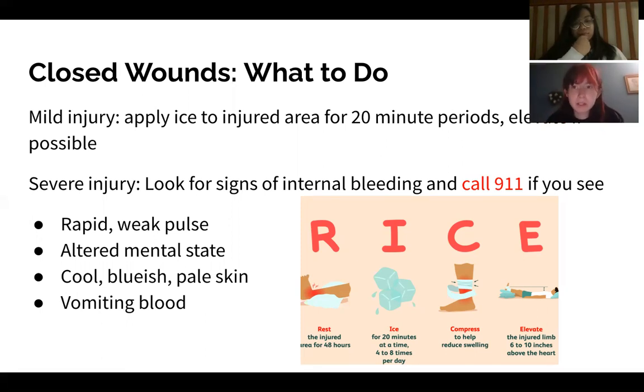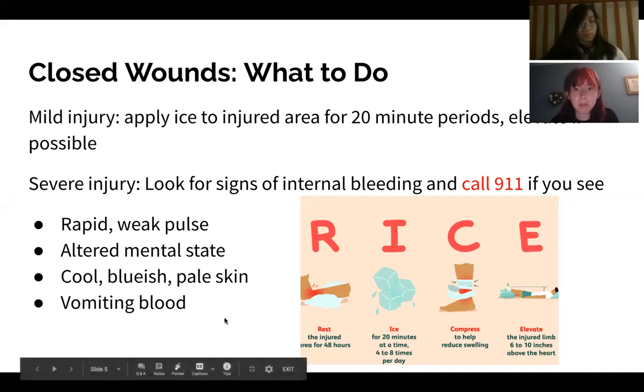And if it's a more severe injury, like I said, there is a potential for heavy internal bleeding. So you want to be looking out for signs that the person may be experiencing that, and call 911 right away if you see them. Some examples would be a rapid weak pulse, an altered mental state, or cool, bluish, pale skin, all of which are signs of shock, which is very serious. Or vomiting blood or coughing up blood, or anything that might tell you that they're having some kind of internal bleeding that you might not be able to see.